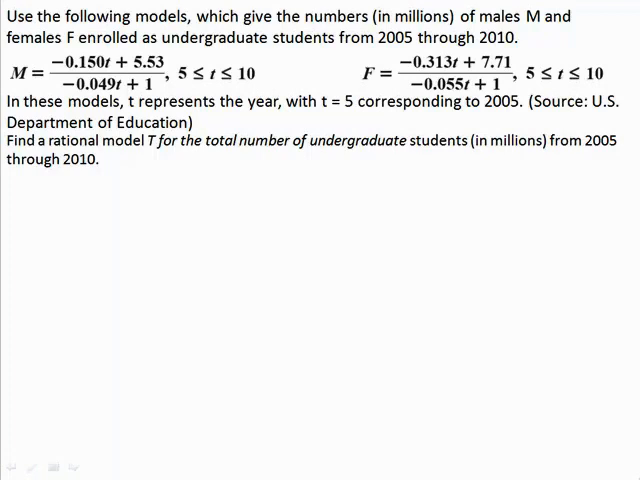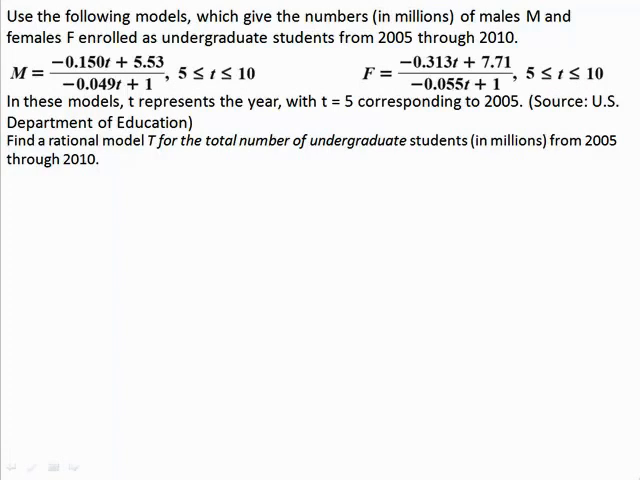Use the following models, which give numbers in millions of males M and females F enrolled as undergraduate students from 2005 to 2010. M equals (negative 150,000ths t plus 5 and 5300ths) divided by (negative 49,000ths t plus 1), where 5 is less than or equal to t and t is less than or equal to 10. And F equals (negative 313,000ths t plus 7 and 7100ths) divided by (negative 55,000ths t plus 1), where 5 is less than or equal to t and t is less than or equal to 10. In these models, t represents the year, with t equals 5 corresponding to 2005.